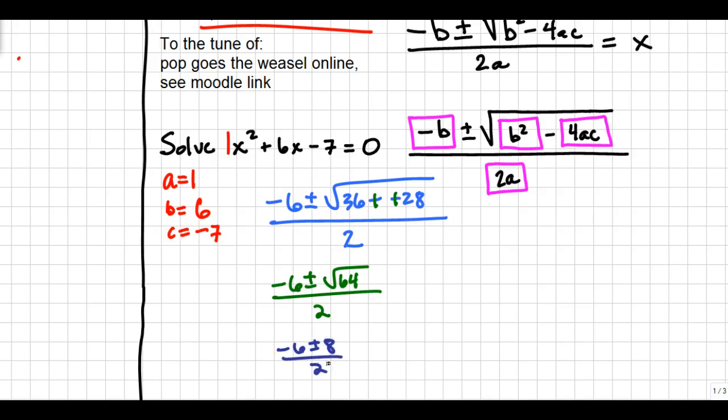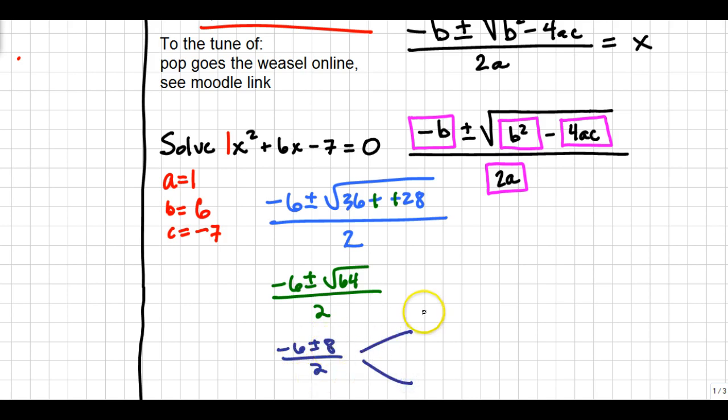This is another spot where kids tend to make mistakes. If you type this in on your calculator as negative 6 plus 8 divided by 2, your calculator will divide first and then it'll add. And that is not what we want it to do. According to the order of operations here, this fraction bar works like a grouping symbol, so we want to add and then divide. So I'd recommend that you do this in 2 steps.